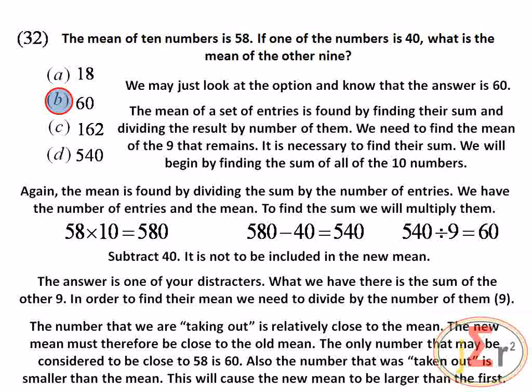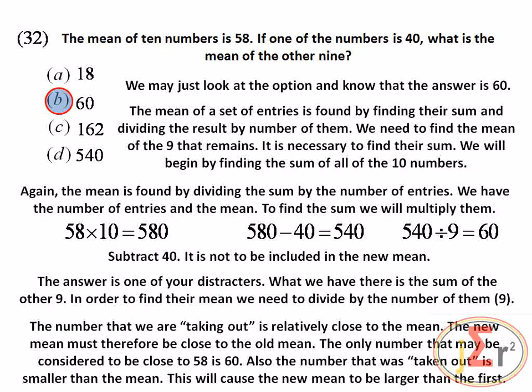Also, the number that was taken out is smaller than the mean. So it is dragging down the mean. So if you take it out, the mean will move up. So if you take out a number that is below the mean, the effect of that number is to pull the mean down. So if you take that out, the mean will go up.